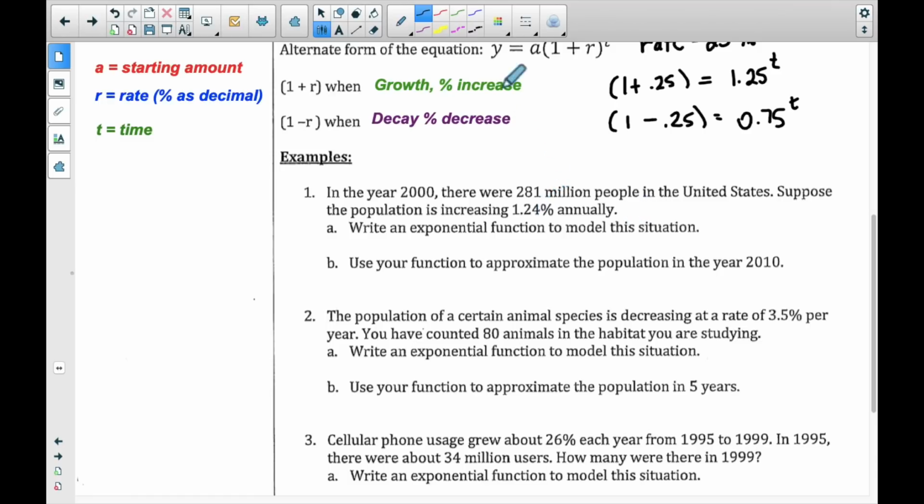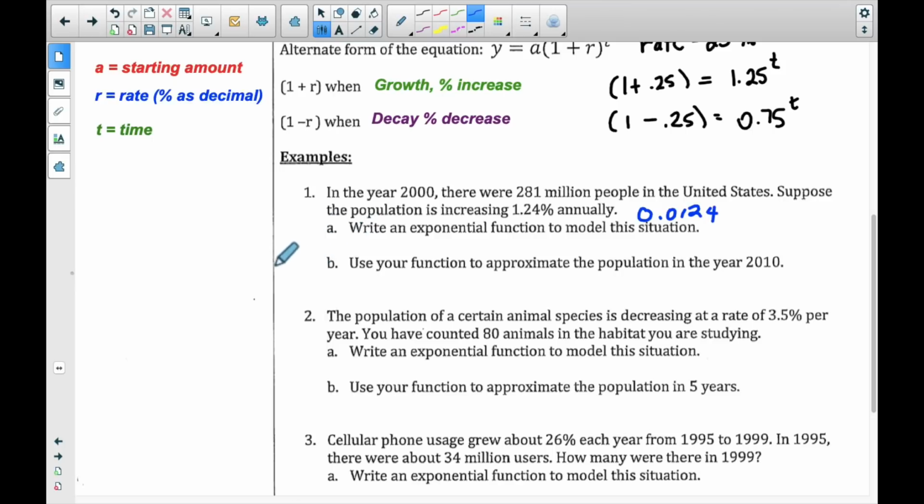All right, let's talk about what is 1.24% as a decimal, because we don't want to include the percent in there. We want to change it to a decimal. And so if we change that to a decimal, isn't it 0.0124? That's what we're talking about.